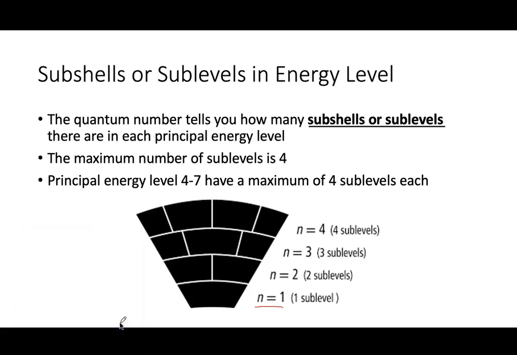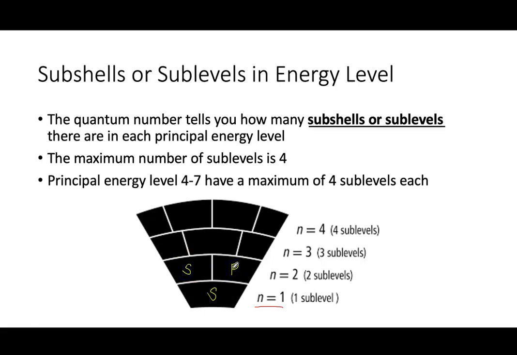So for n equal to 1, I only have one sublevel. You always have to have the lowest sublevel present first. So in this case, for n equal to 1, I only have S present, because that's the only sublevel that you can fit in principal energy level 1. When you get to principal energy level 2, you will still have S, but now you also have P.